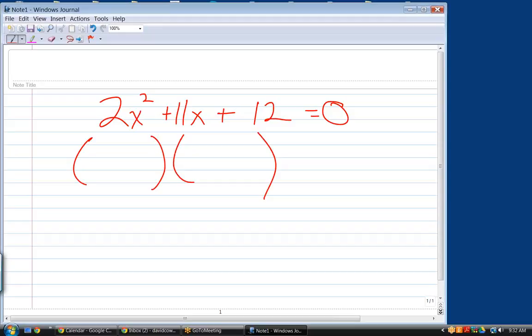Step 1 is still the same. Step 1, you have to split apart that. So how can I split apart that? In other words, whatever I put there times whatever I put there is going to equal 2x squared, not x squared like it normally would be. Well, what 2x. Okay, I can put 2x and x. Now, that's equal to 2x squared, so far so good.